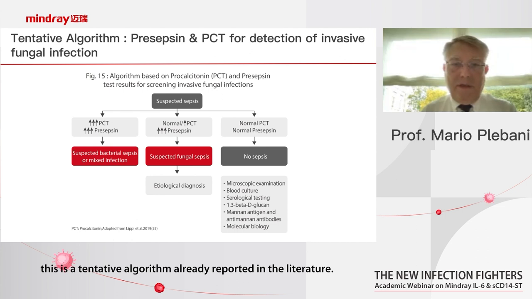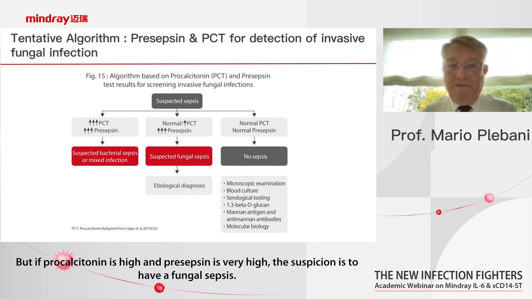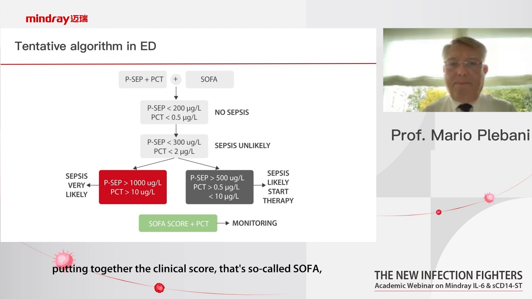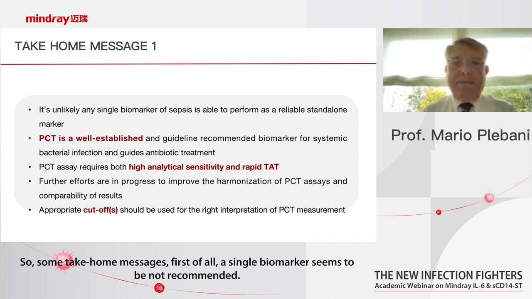In the case of suspected sepsis, an increase in procalcitonin and presepsin may identify a bacterial sepsis. Otherwise, if there is a normal procalcitonin and normal presepsin, probably this means no sepsis. But if procalcitonin is high and presepsin very high, the suspicion is a fungal sepsis disease. And this is another tentative algorithm putting together the clinical score, the so-called SOFA, with the measurement of presepsin and procalcitonin, to exclude or to confirm the diagnosis of sepsis. So, some take-home messages.